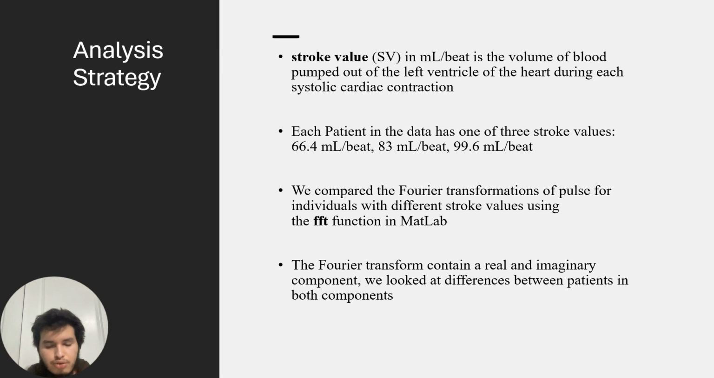Analysis strategy. So we wanted a way to categorize our patients into different groups, and we did so using the stroke volume. Each patient in the data has one of three stroke volumes: 66.4, 83, and 99.6. We compared the Fourier transformations of pulse for individuals with different stroke values using the FFT function in MATLAB. The Fourier transform contained a real and imaginary component. We looked at the differences between patients in both components.